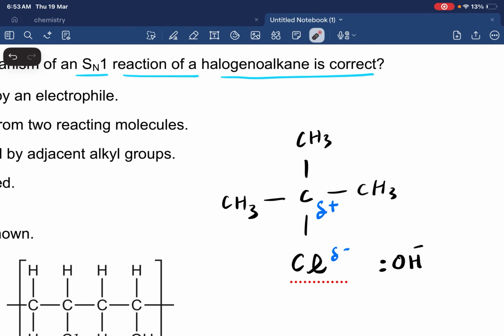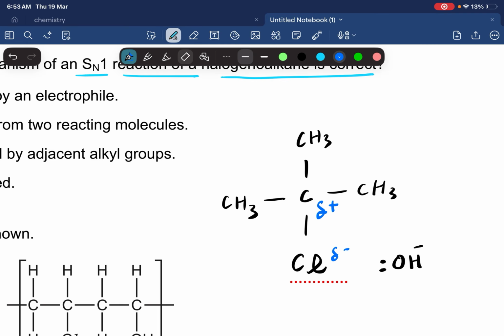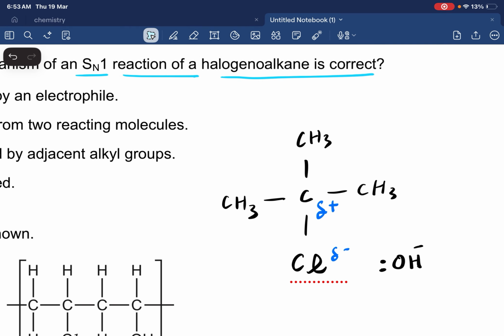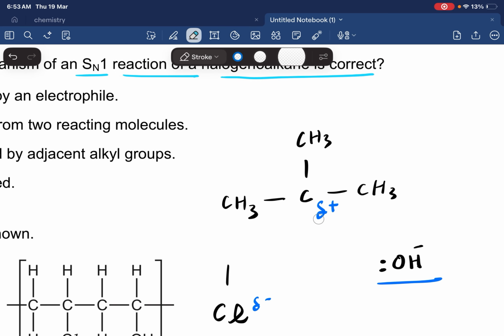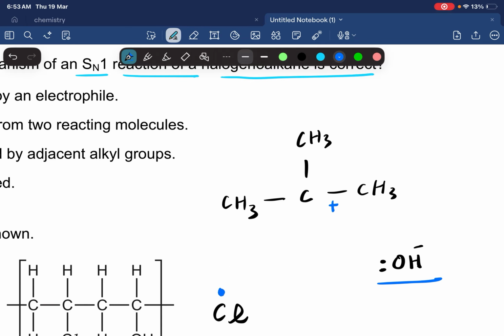So this carbon-chlorine bond is going to break heterolytically, and chlorine is going to take away the electrons from carbon and move away with those electrons. And now the OH is ready to attack. Now this carbon is not going to be partial positive, it's going to be fully positive because chlorine has taken the electrons. So now chlorine has the lone pair of electrons, and this OH can now attack the carbon and attach to it.